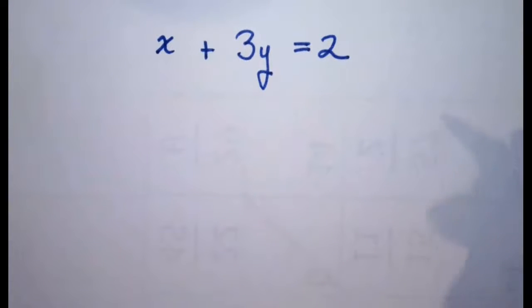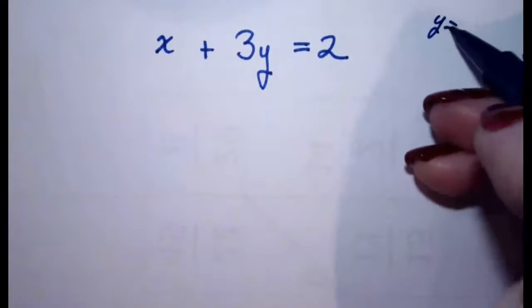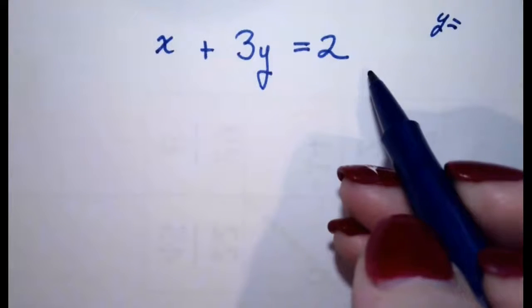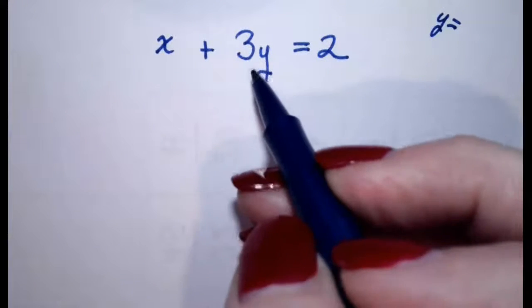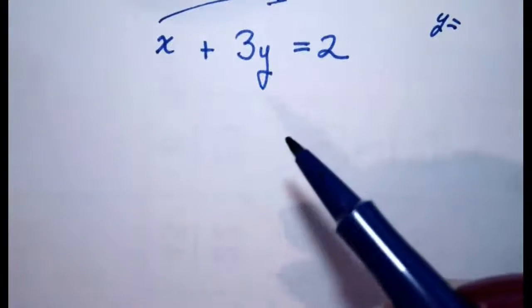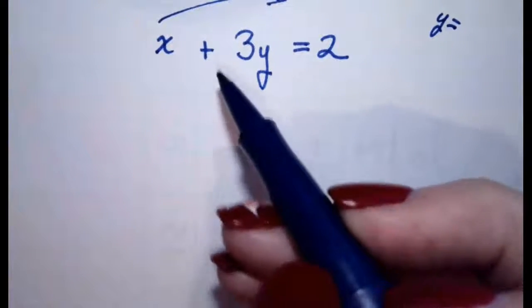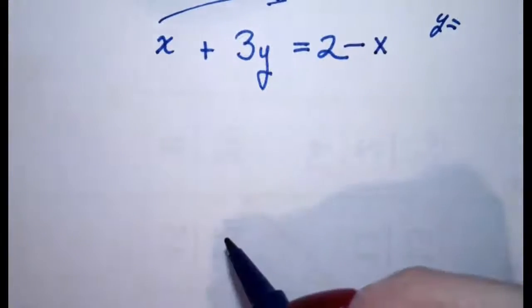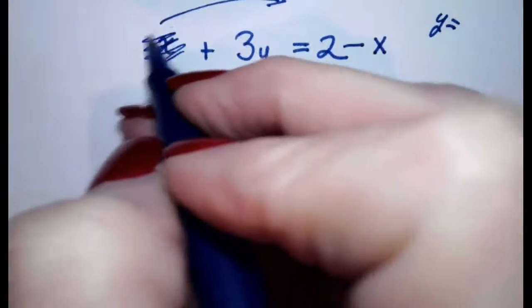Slope-intercept form means I'm trying to get to y equals. To do that, I need everybody to go to the other side, away from the y. So the first thing I do is move my x to the other side. If it's a positive x and I move it, it's a negative x. It's no longer right there.